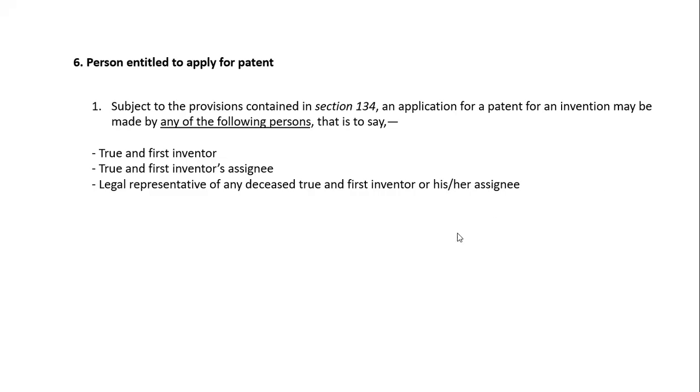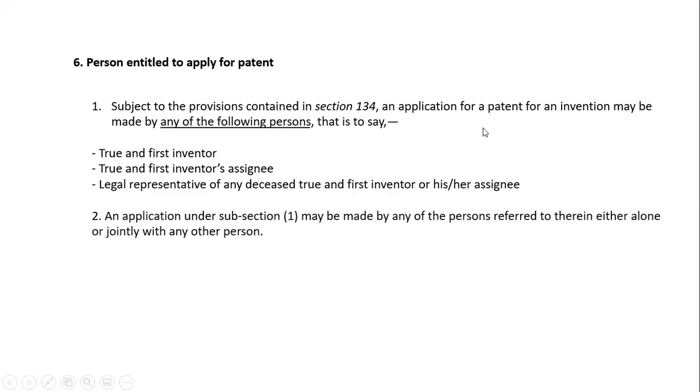Yeah. Now, section 6(1) says that subject to the provisions contained in section 134, an application for a patent for an invention may be made by any of the following persons. Now the question comes, what is section 134? हम section 134 check कर लेते हैं. So section 134 is notification as to country not providing any reciprocity.